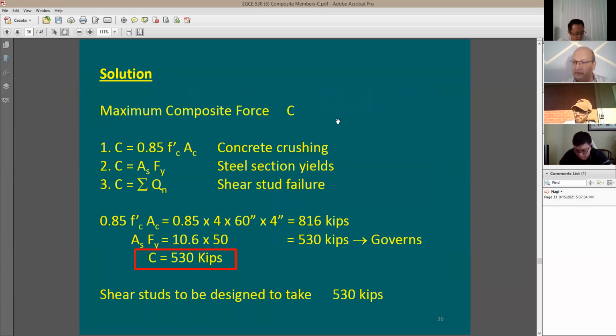So I'm going to have three forces here, right? The first one is the maximum compression force that you can develop in the concrete. The second one is the maximum tension force that you can develop in the steel. The third one is the number of shear studs multiplied by the strength of one shear stud, to figure out the total force that you're going to be able to transfer from the concrete to the steel.